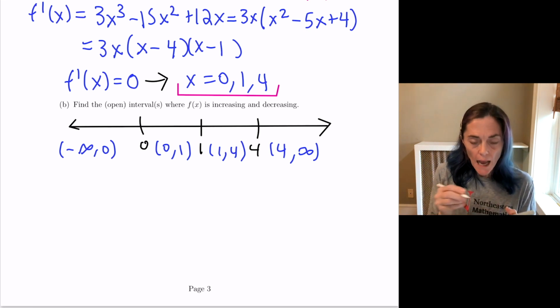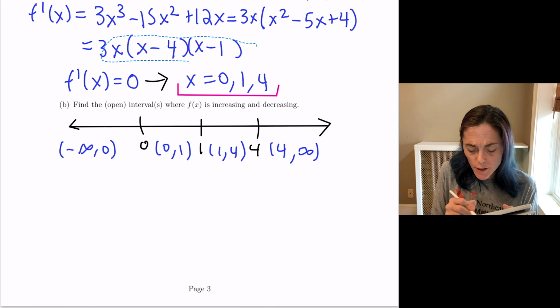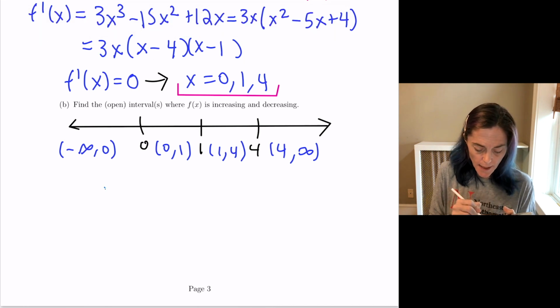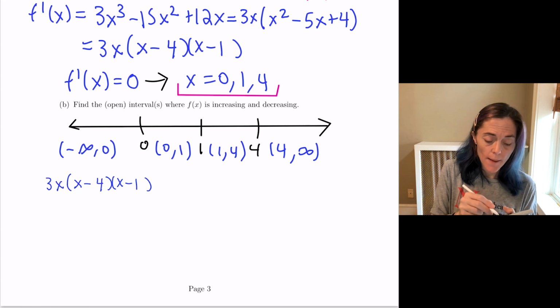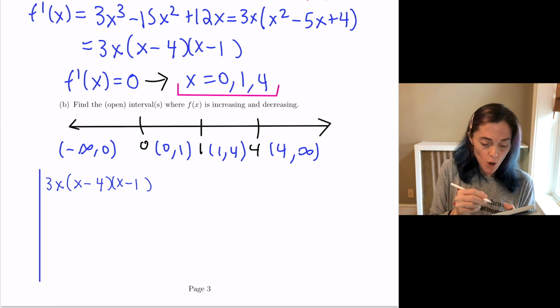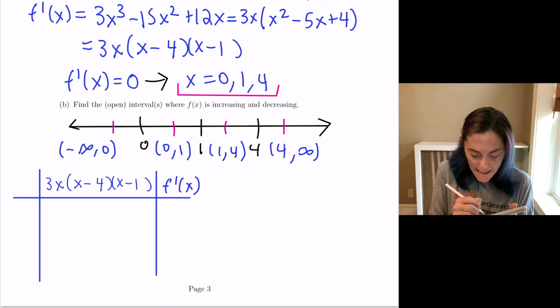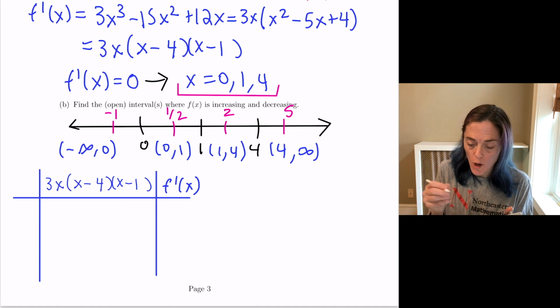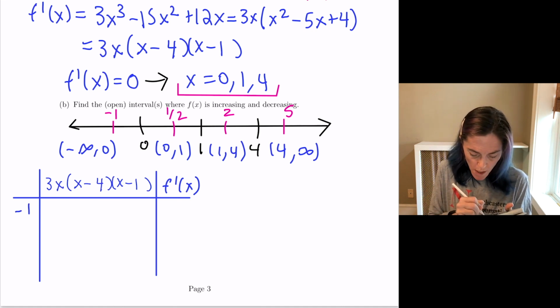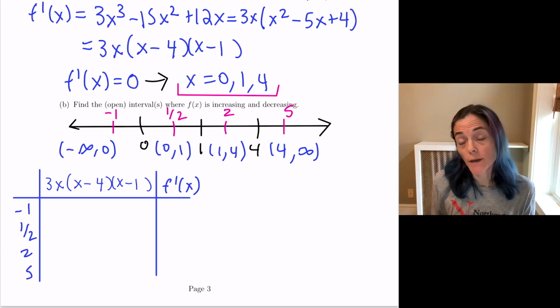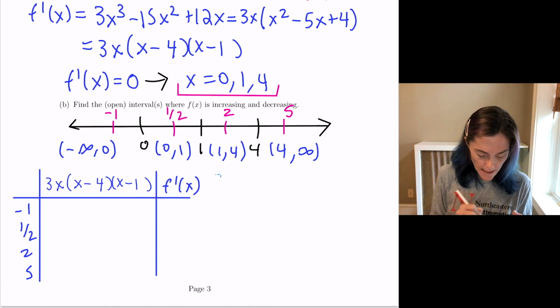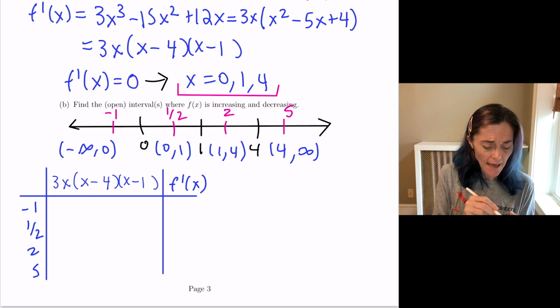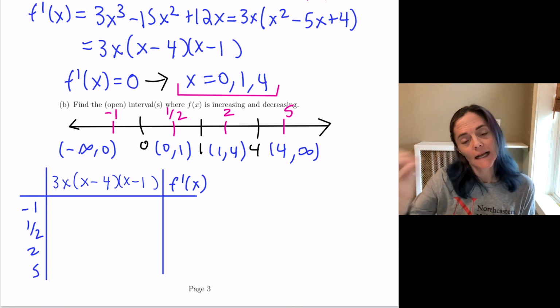Now, I need the derivative here, so I'm going to use it factored because it makes my life a little bit easier. I make a little chart where I'm going to test a point in each open interval. Let's see, I can test minus 1, I can test maybe 1/2, I can test 2, and I can test 5. Let's write them down. We will test the derivative at minus 1, 1/2, 2, and 5.